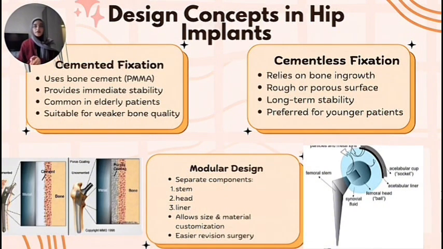For hip implants, there are a few different design concepts, mainly cemented, cementless, and modular designs. First off, we have the cemented fixation, and this uses bone cement to hold the implant in place, which gives immediate stability. It's usually used in older patients or people with weaker bone quality. Then there's cementless fixation, which doesn't use cement, and instead it relies on bone growing into the surface of the implant over time. Because of that, it's more commonly used in younger patients and gives long-term stability. And lastly, there's modular design, where the implant is made of separate parts, like the stem, the head, the liner, and it allows surgeons to adjust size, material, and it also makes revision surgeries way easier if needed.